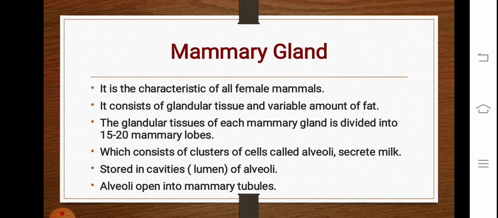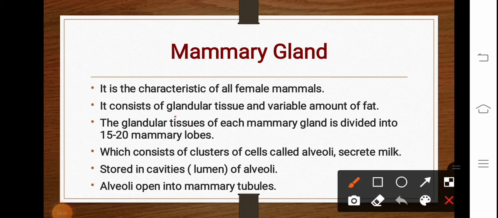As I mentioned, it is the characteristic of all female mammals. It consists of glandular tissue. What do you mean by glands? They are nothing but tissues that synthesize something, right? So here it is synthesizing milk, and it has a variable amount of fat. Means the amount of fat is not equal in all females. It varies from person to person. So first point is clear. It consists of glandular tissue and variable amount of fat.